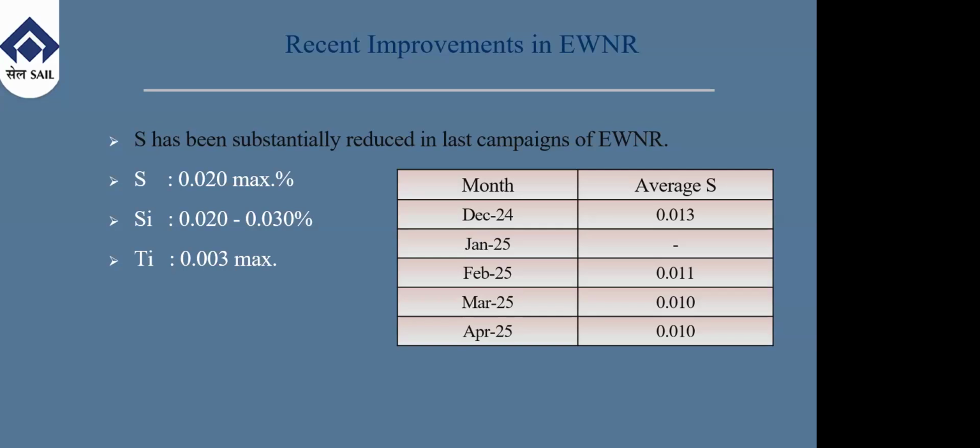Also, carbon, which was earlier 0.09, 0.10, based on the feedback of the customer, we have reduced to 0.06, 0.07. And silicon, of course, is 0.3 max, and aluminum is 0.12 max.